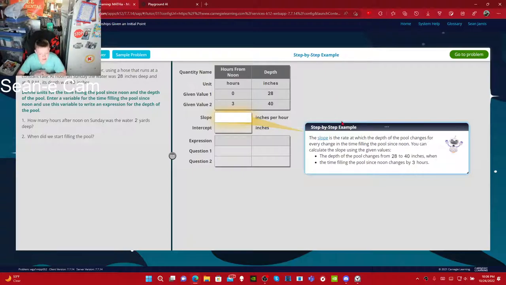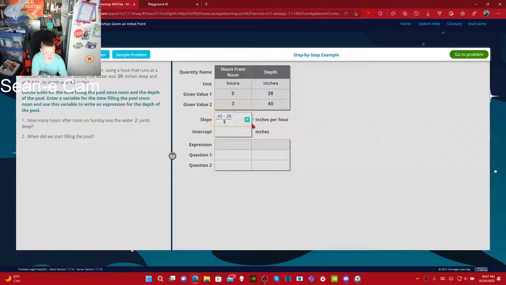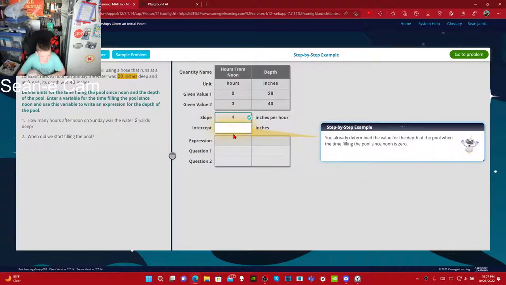You calculate the slope using the given values. Depth of the pool changes 20 to 40 inches when the time filling the pool since noon changes by 3 hours. Okay, I kind of thought that you do 40 minus 28, there you go.